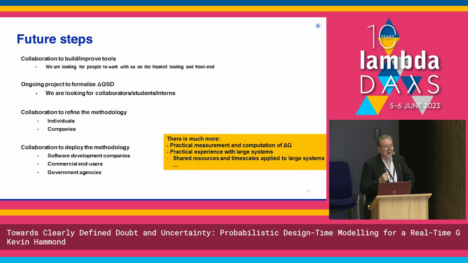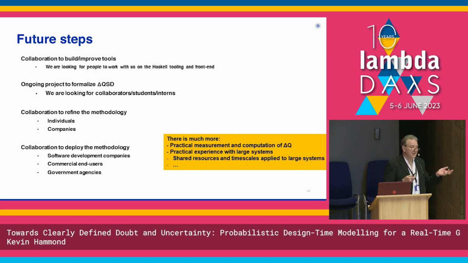Step 1, collaboration with people in this room and elsewhere to build and improve the tooling to help make the methodology more accessible generally. So we're looking for you to help us on the Haskell tooling and on the front-end design. If you're interested, just come and talk to me after the talk.